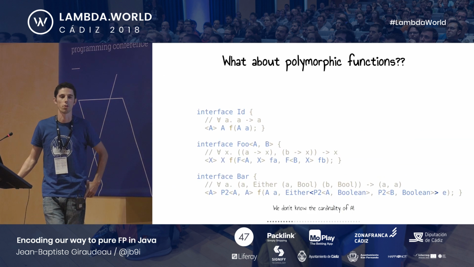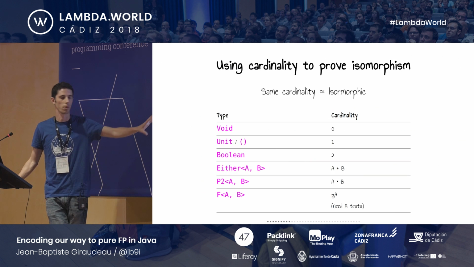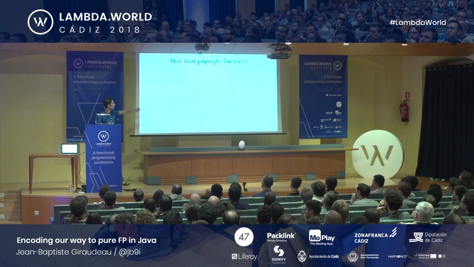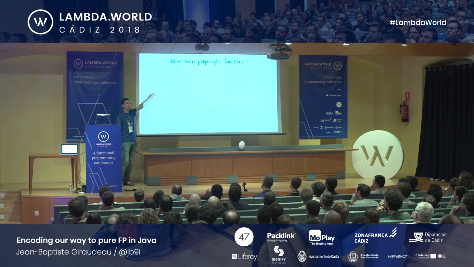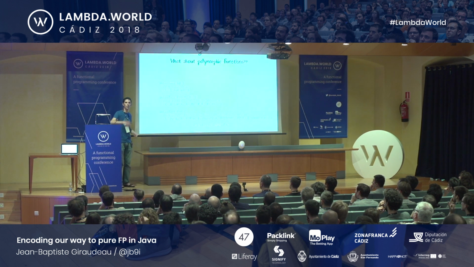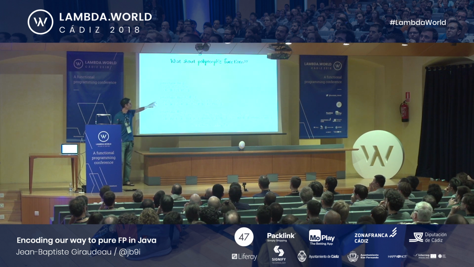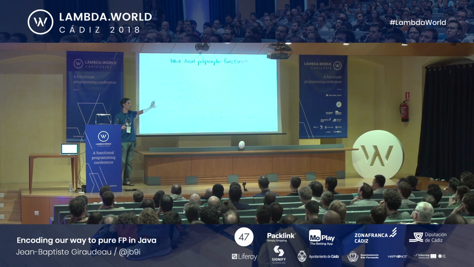So what about polymorphic functions? Because there we didn't talk about it. So what is the cardinality of those? Any idea what the cardinality is? What's the number of implementations of this interface? Yeah? One, yes. Can you prove it? No. We'll do that. Does someone have any idea of which very well-known algebraic data type this is the encoding of?